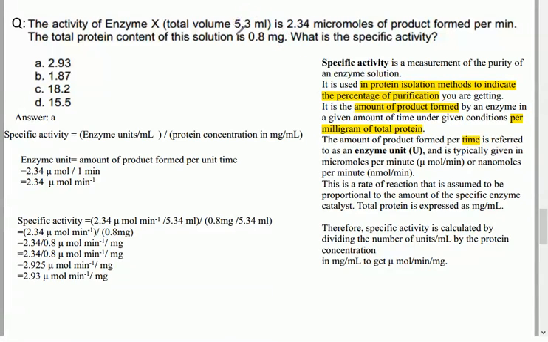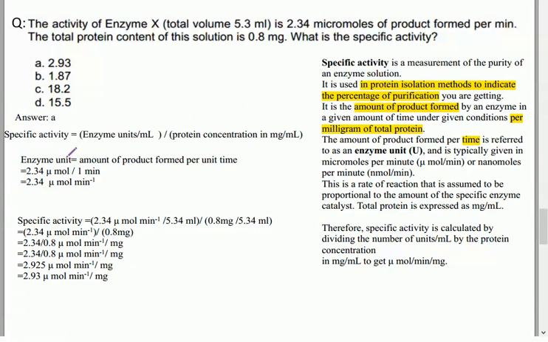See here total volume is 5.3 ml and it is same. If enzyme units have been described in different volume and protein concentration in different volume, then we would have to consider this per ml unit. But here it is same. We will see how.